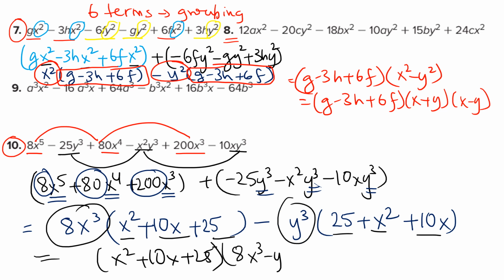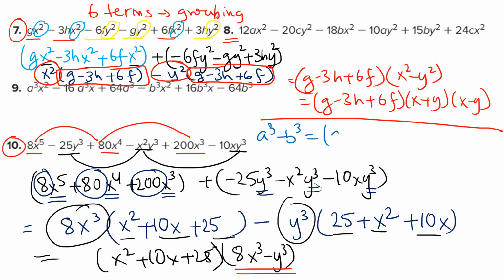8x cube minus y cube. Can I apply an identity for this part? Because I have already explained to you in the previous slide the identity. I will write here: a cube minus b cube is a minus b. This is the difference of cubes.